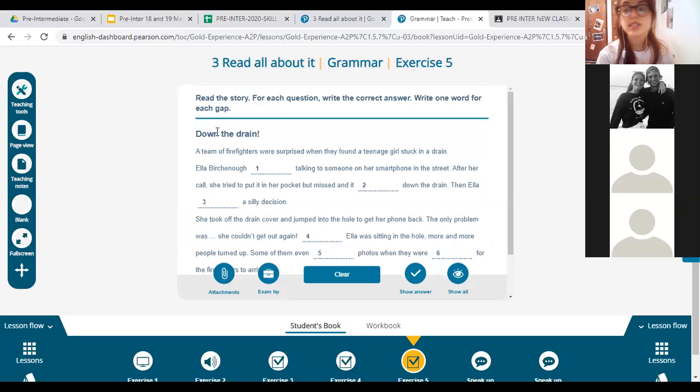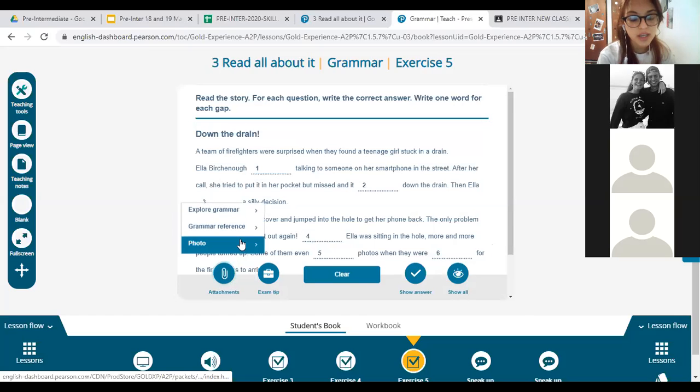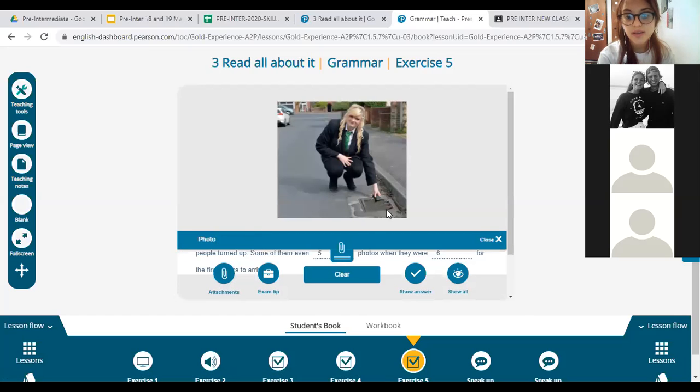It's called down the drain. So let's see. What is the drain? The drain is that thing in the street, where the water, when it rains, goes down. Yes, you can imagine.